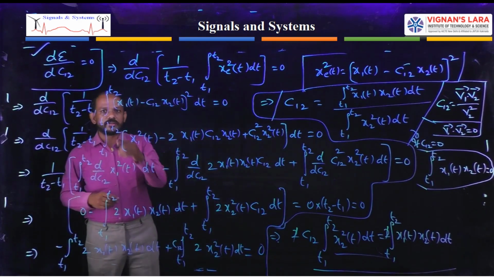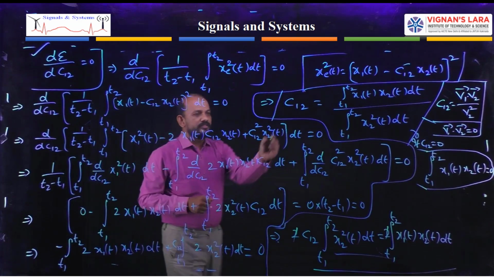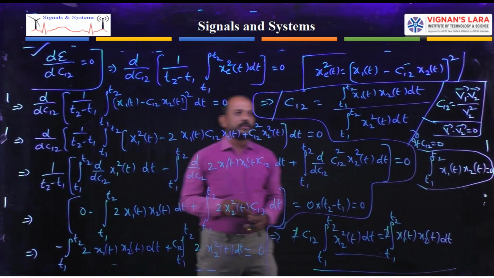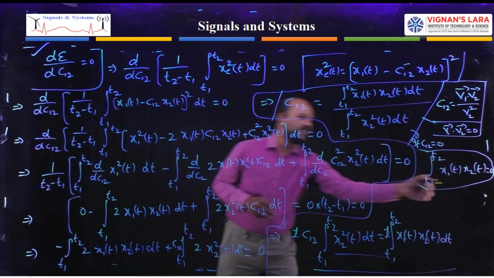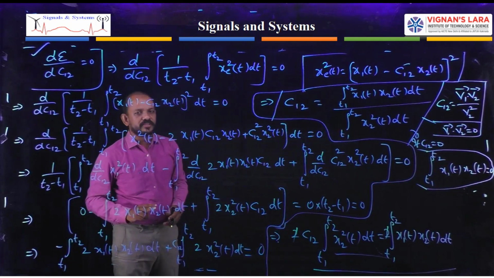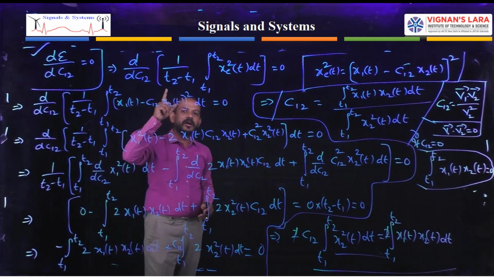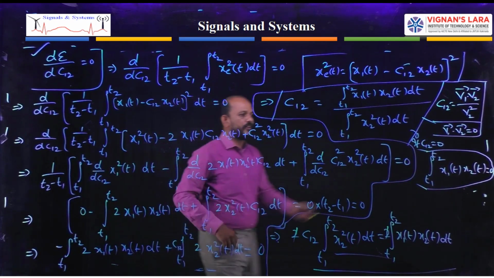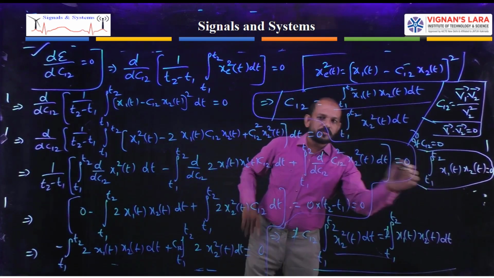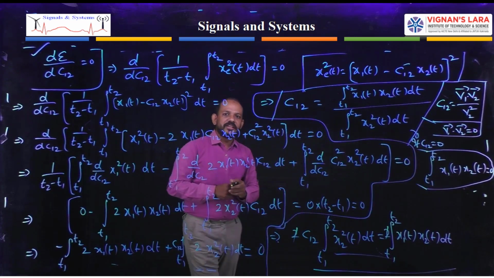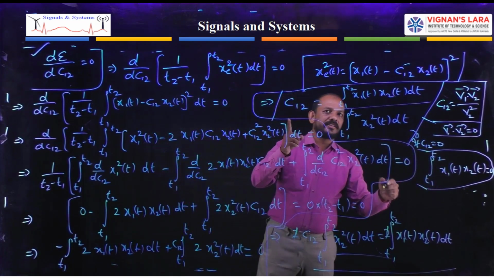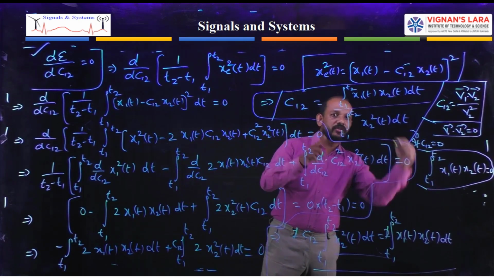How can you find out? There is no constant C12 here. There we have to use this one. With the help of C12 equal to 0, I got this equation. So whenever they give two signals and ask you to find out whether they are orthogonal or not, you have to go for this equation. You have to integrate the product of the two signals over the given interval.